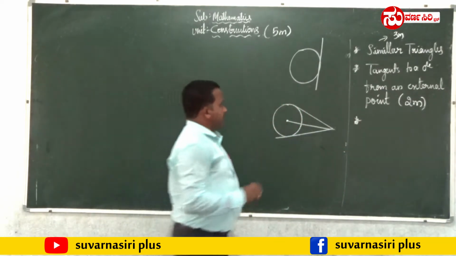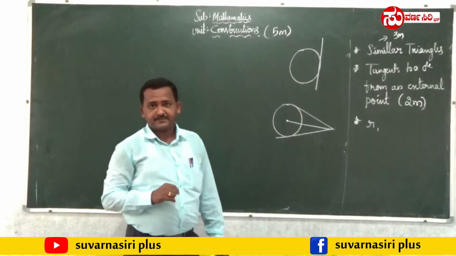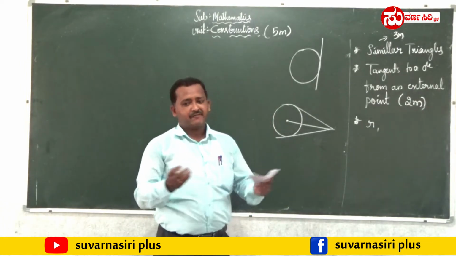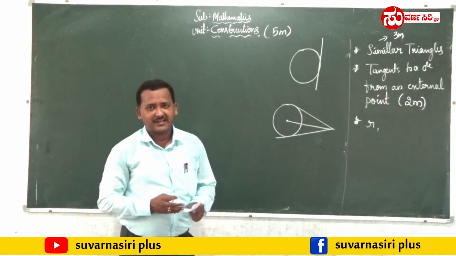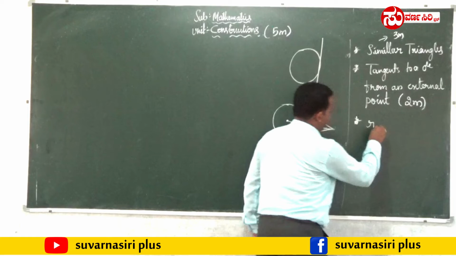In the first case, the data given is the radius. When we are drawing a tangent to a circle, the very important thing to construct the circle is the radius that is needed. So the radius will be given.